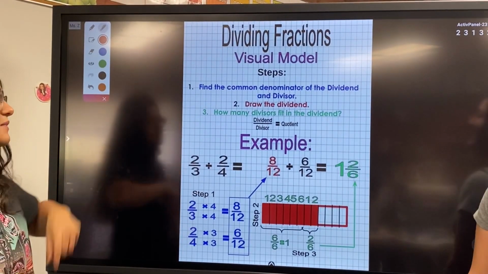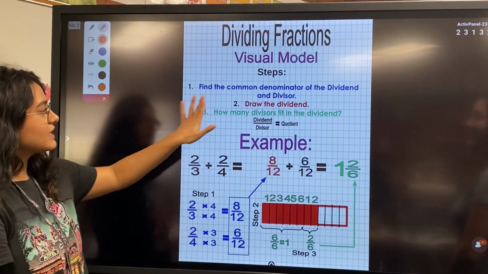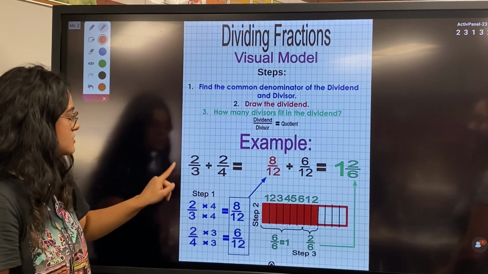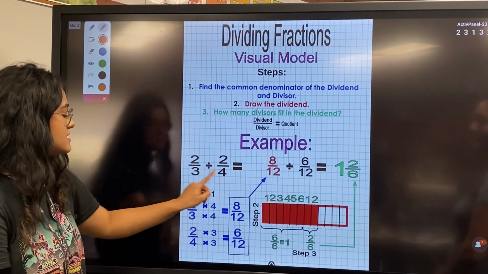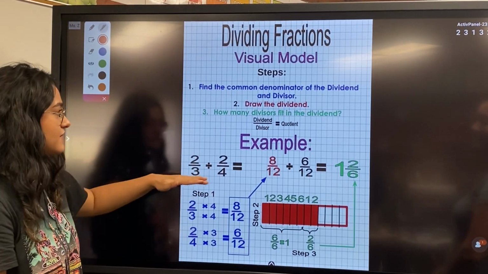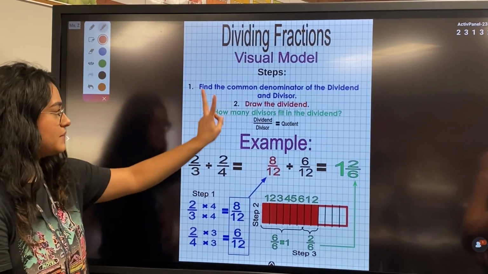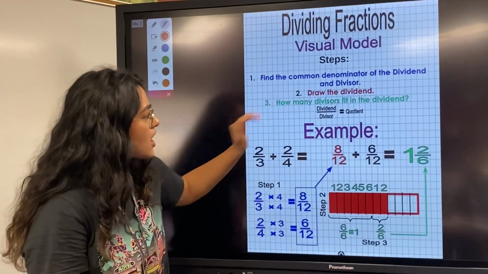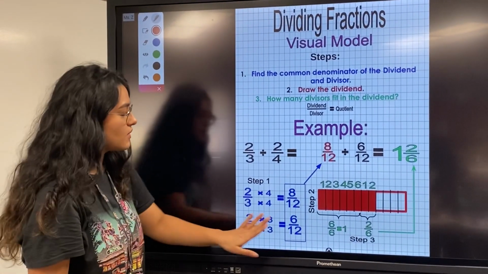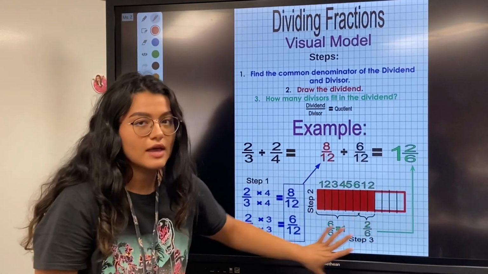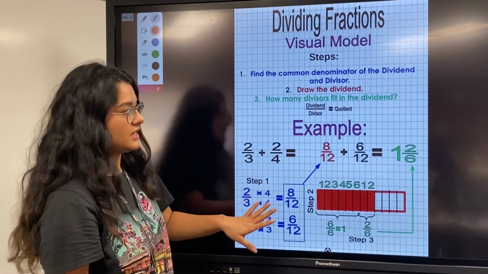So step number 1, we have to find the common denominator of the dividend and the divisor. So with our fractions, if we have a denominator that is different, we have to find the common denominator for both in order to divide. Step number 2, we draw the dividend. So here in our example that Ms. Cortez is going to go over with you guys, you will be drawing out a model of your dividend.